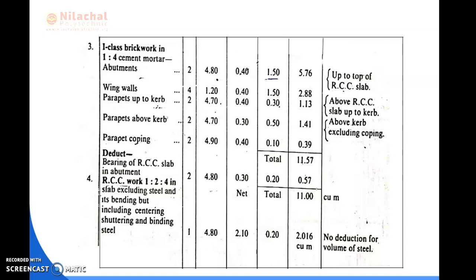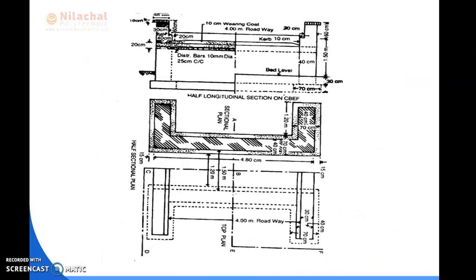First of all, we need to know where the first class brickwork is provided in the diagram. In the diagram, the first class brickwork symbol is provided here. It means the first class brickwork is provided in this position. Here is the abutment section, and here the wing wall section. So it means two numbers of abutment.